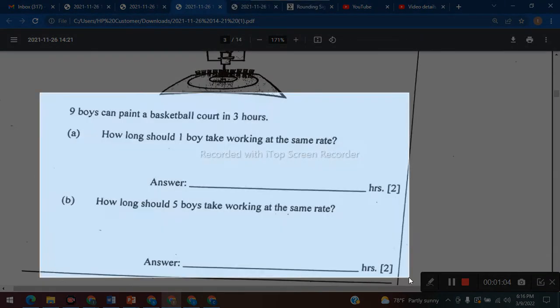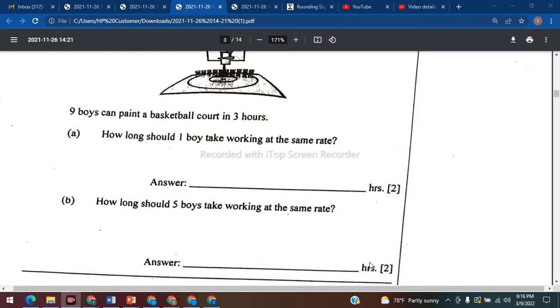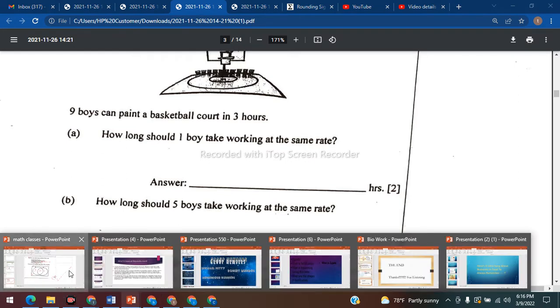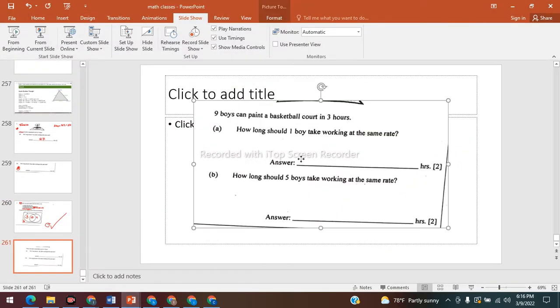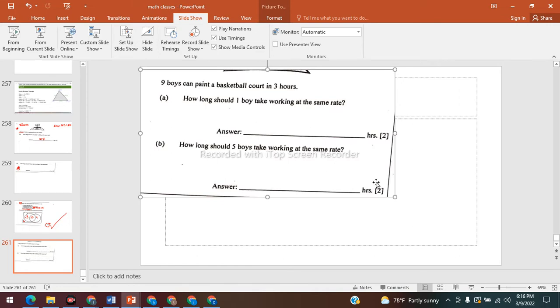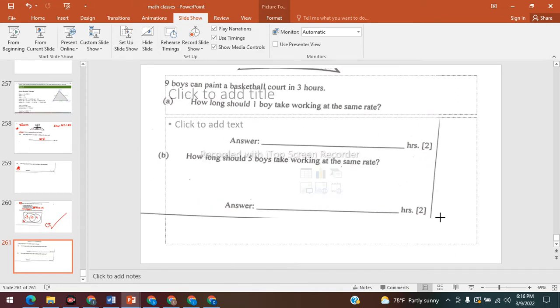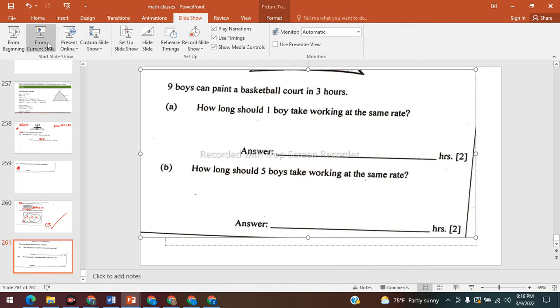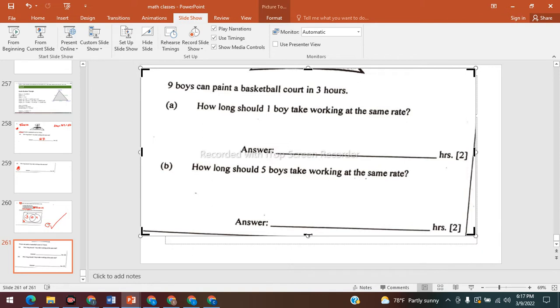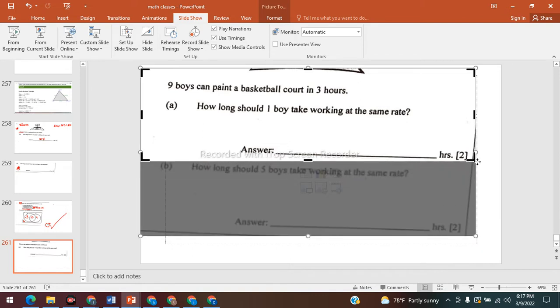Nine boys. Let's write this down. We already did this question, but I'm going to show you the rationale behind it. I don't think we solved it fully. We definitely didn't solve it fully. We were supposed to come back to it, certainly.